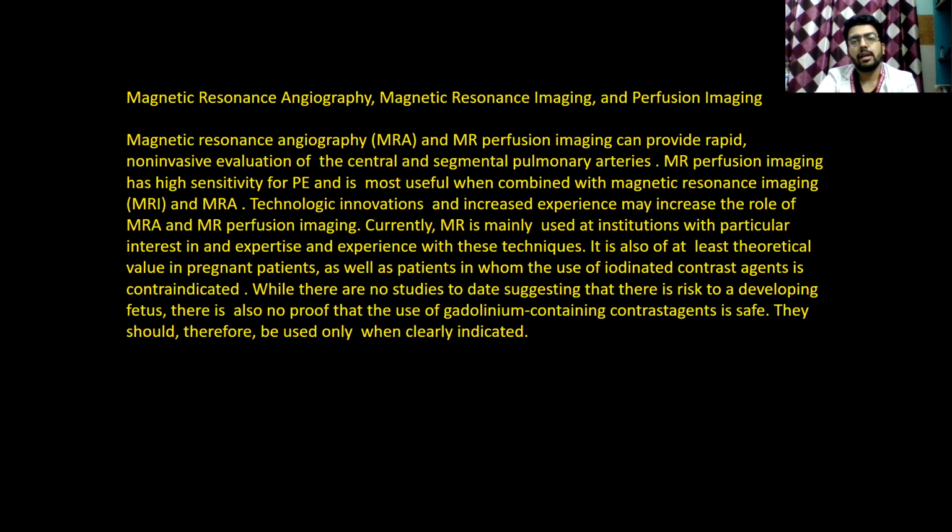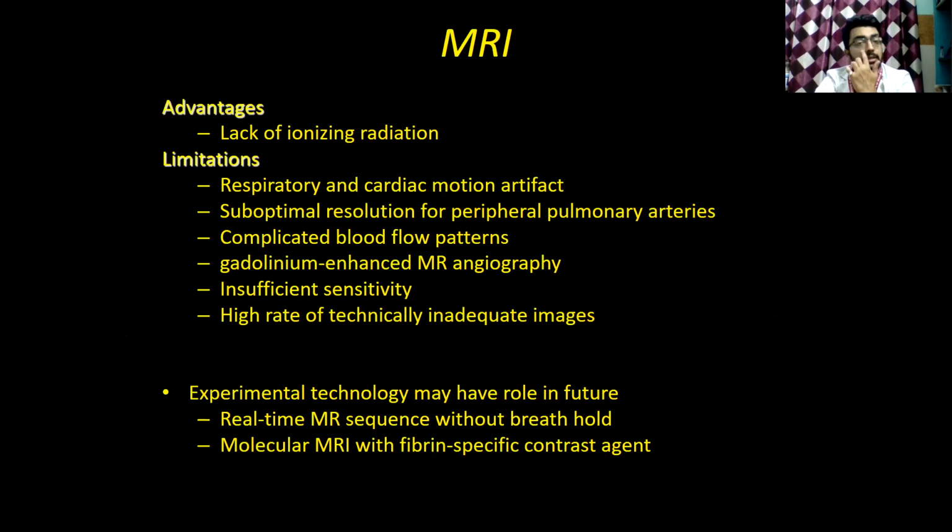MRA and MR perfusion imaging can provide rapid non-invasive evaluation of central and segmental pulmonary arteries. While there are no studies to date suggesting that there is risk to the developing fetus, there is also no proof that the use of gadolinium-containing contrast agents is safe, so they should be used only when clearly indicated. The advantage of MRI is the lack of ionizing radiation. There are many disadvantages, like respiratory and cardiac motion artifact, suboptimal resolution for peripheral pulmonary arteries, complicated blood flow patterns, insufficient sensitivity of gadolinium-enhanced MR angiography, and a high rate of technically inadequate images.